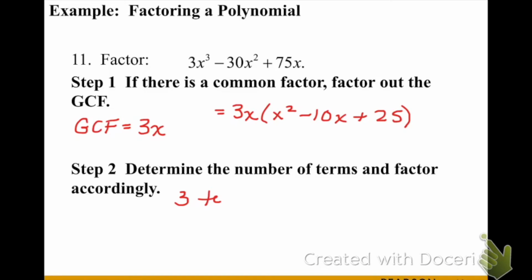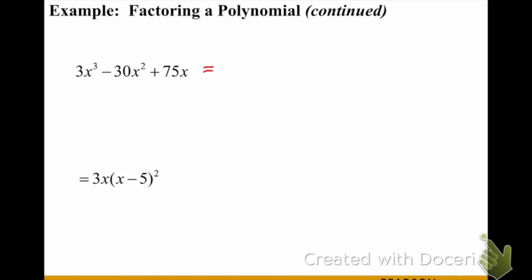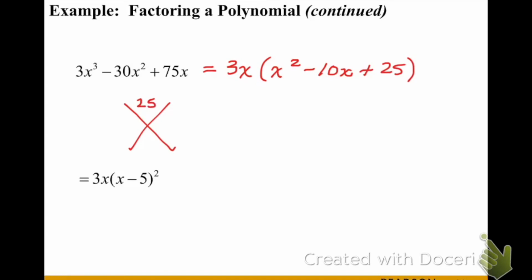In this case, the 3x we can't do anything with, but the x squared minus 10x plus 25 contains 3 terms. And so in this case, we're going to rewrite this then as that 3x times x squared minus 10x plus 25. I'm just rewriting it here to give me a little bit more room. But then we can go ahead into our cross method.